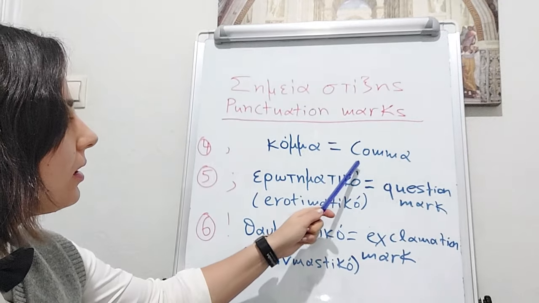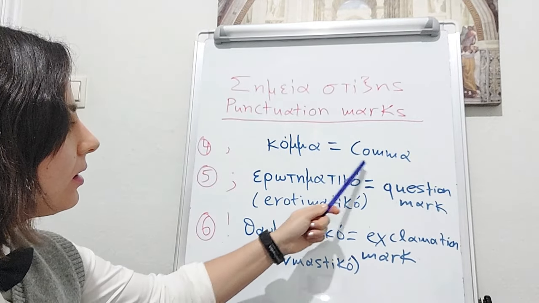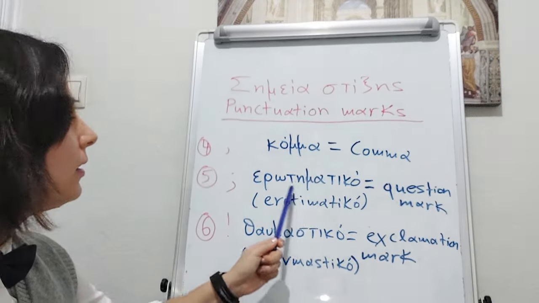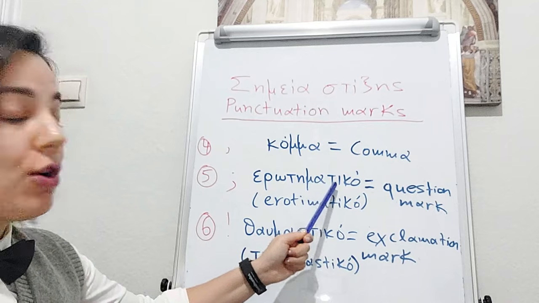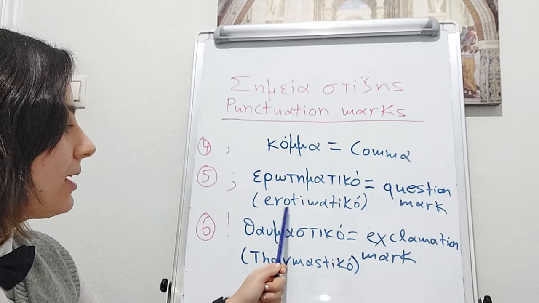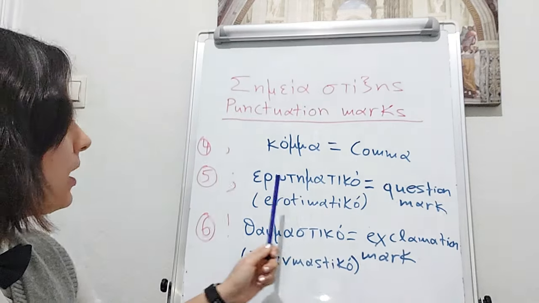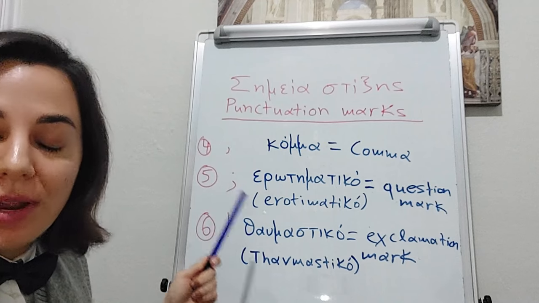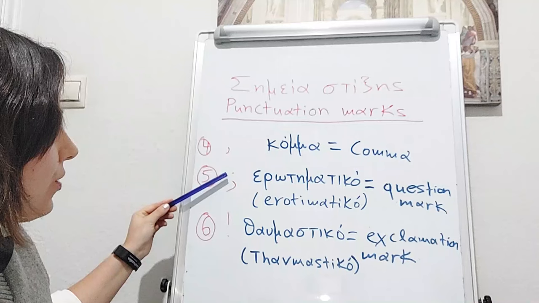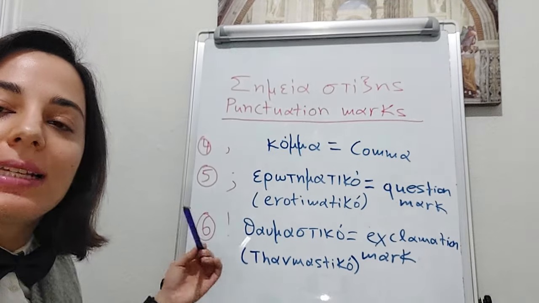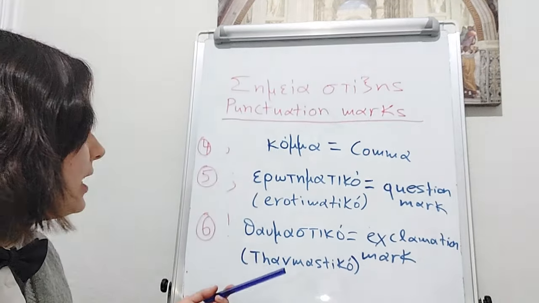Κόμμα, it's a very simple word, κόμμα. Ερωτηματικό, it is the question mark. But this is different from the question mark in English. You have a dot and a comma. It's like an upside down question mark in English.